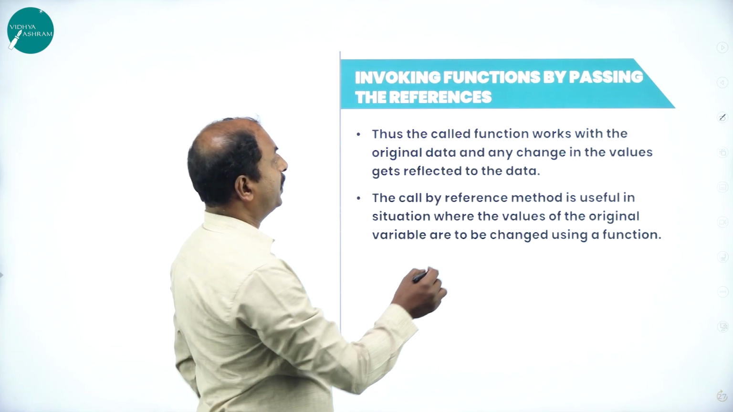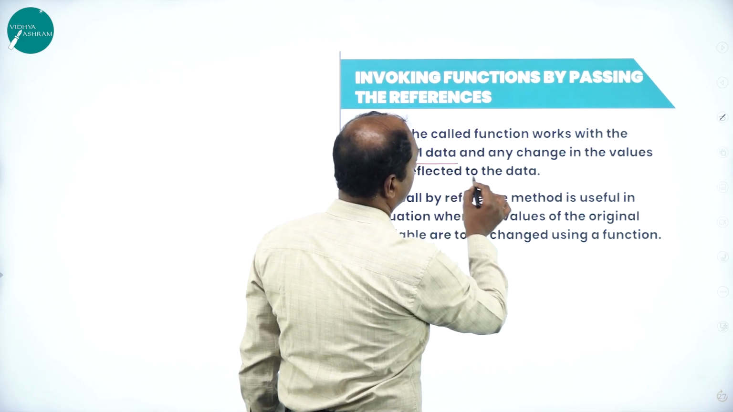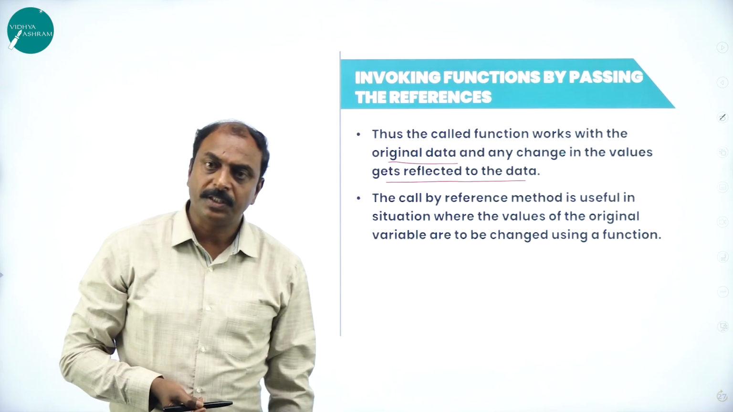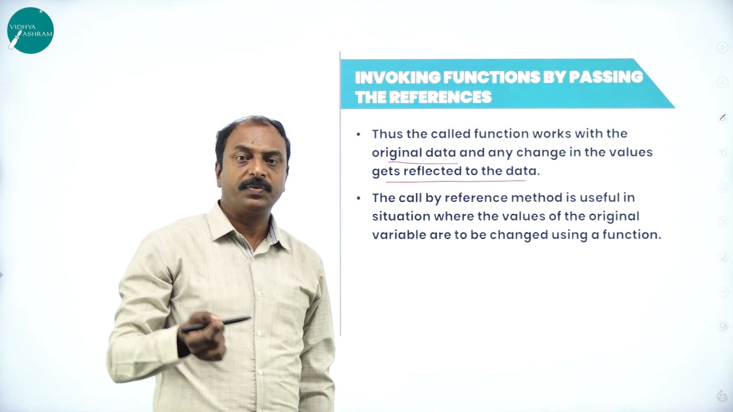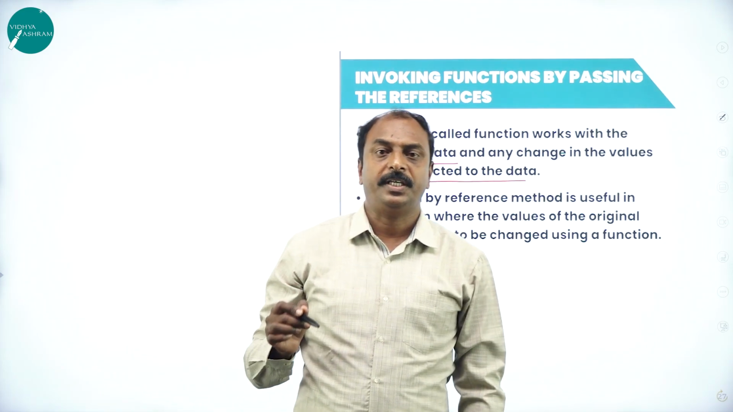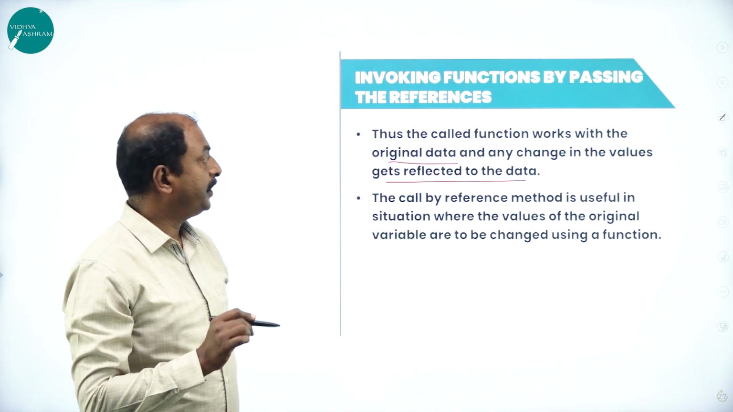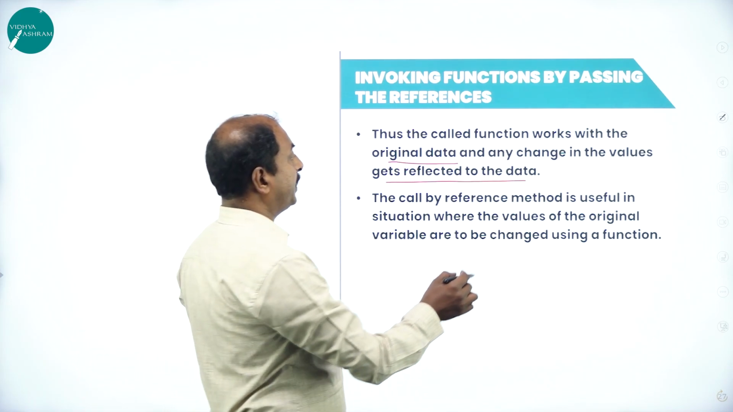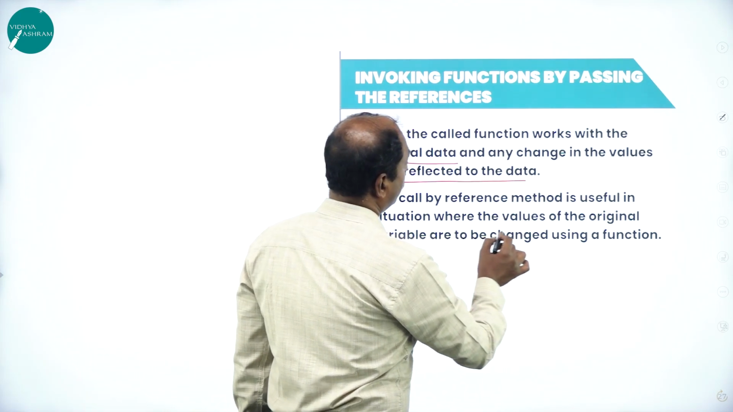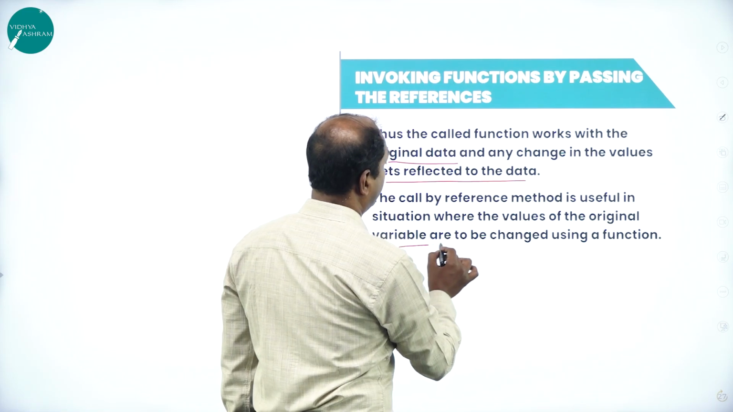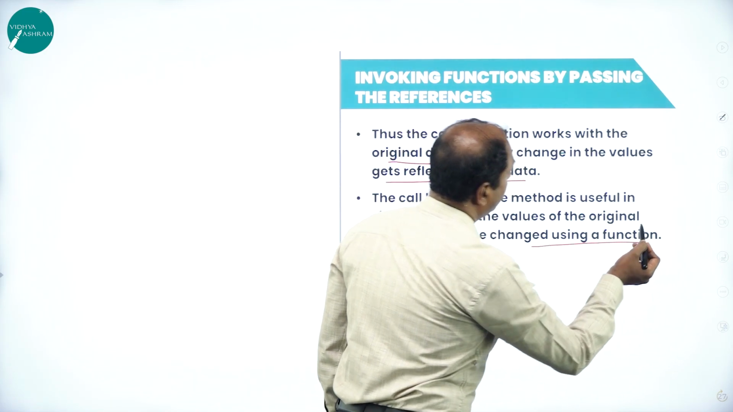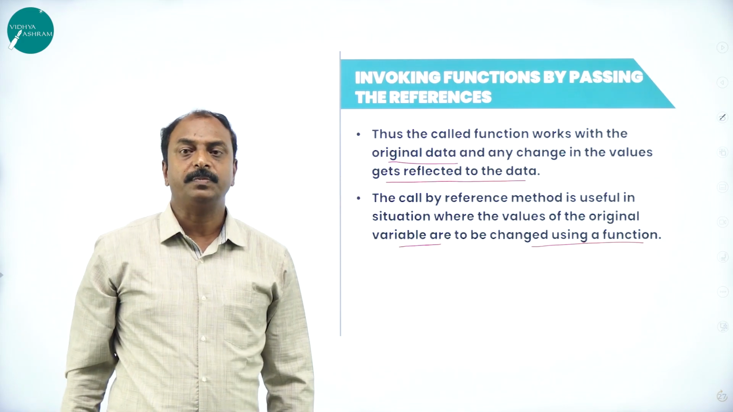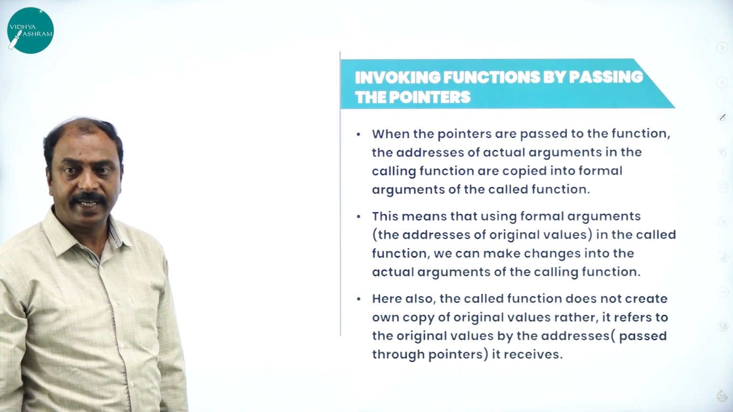So the called function works with the original data, and any change in the values gets reflected in the data. Passing by reference, as it works with the original data, any changes made to the data are going to affect the original data. And the call by reference method is useful in situations where the values of the original variable are to be changed using a function. So this is the call by reference method. Now let us move on to the next slide.